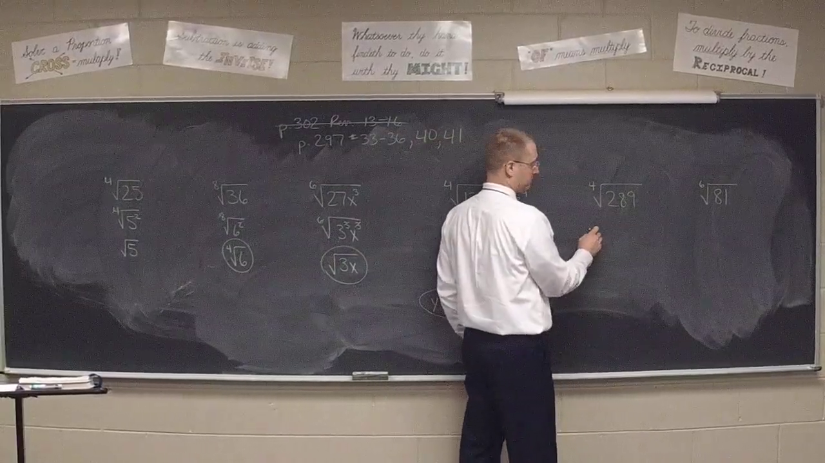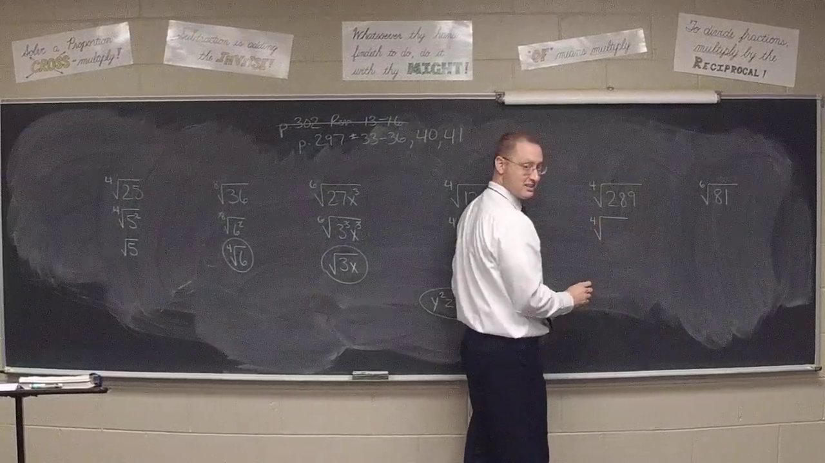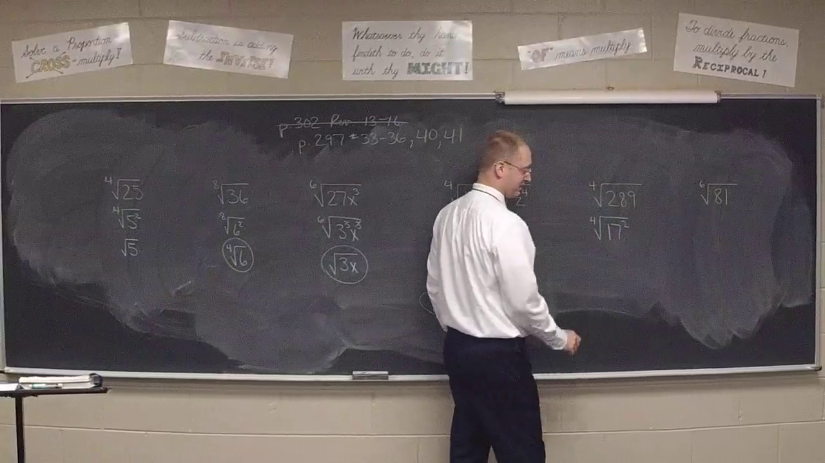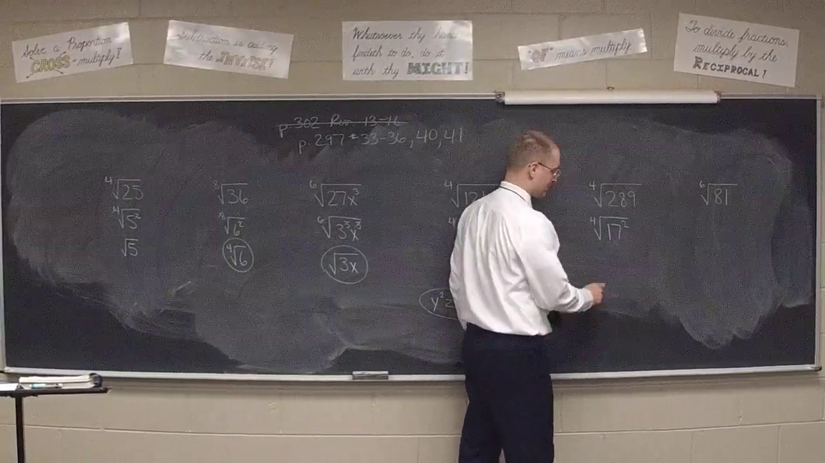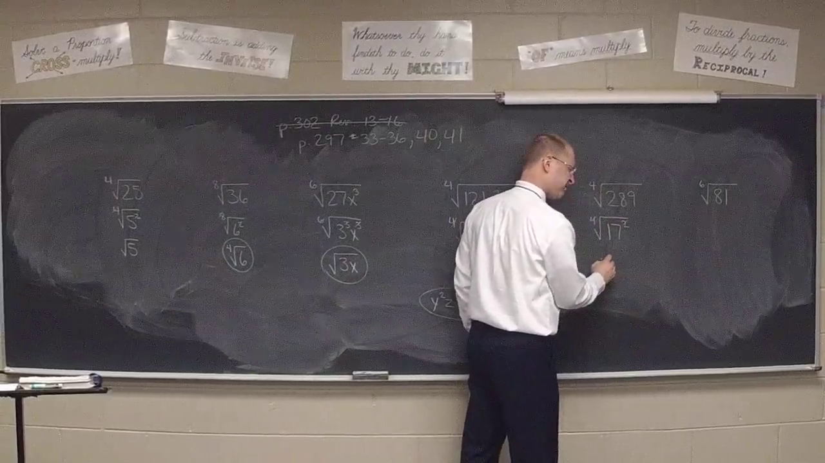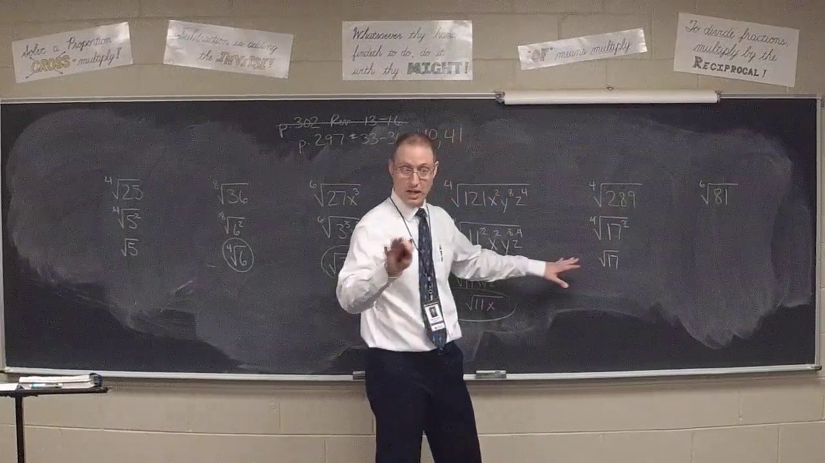Look at this next one, Noah. Number 40. 17 squared. And then you cancel the 2 and 4 to get 17 squared, or square root of 17. Square root of 17 should have been our answer here. Anyone else get that? You did, good.